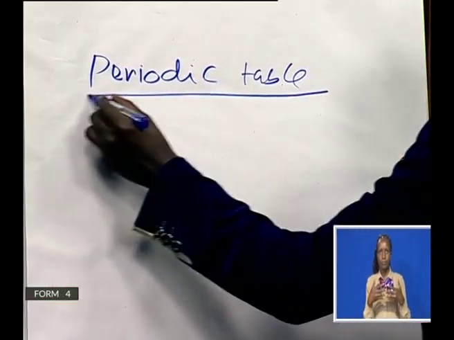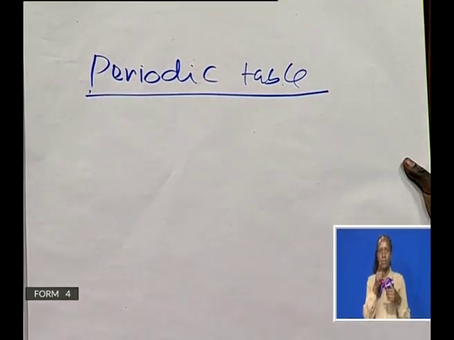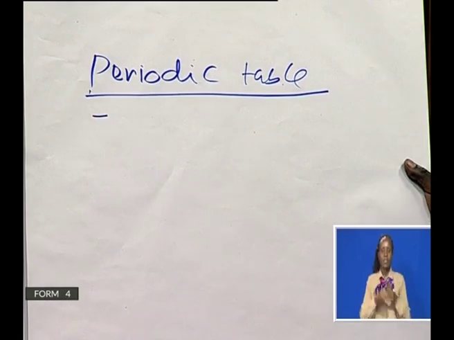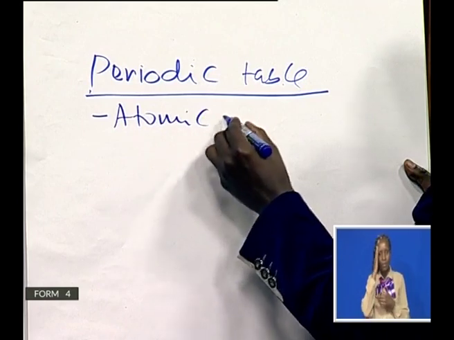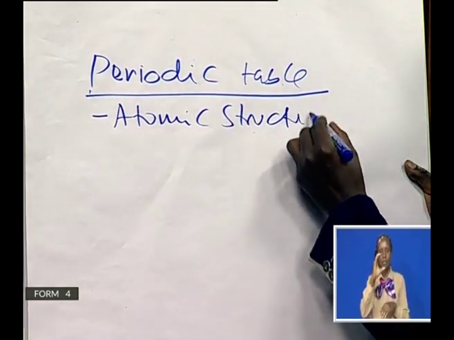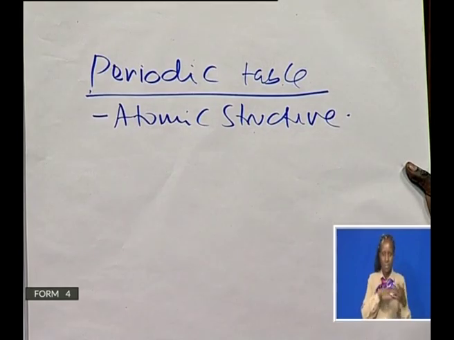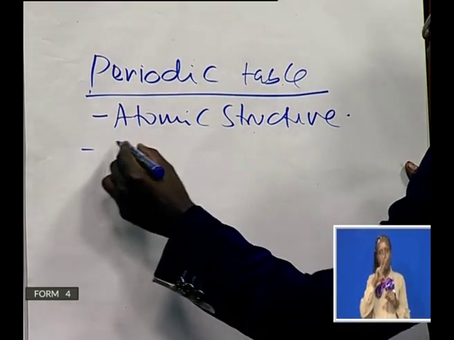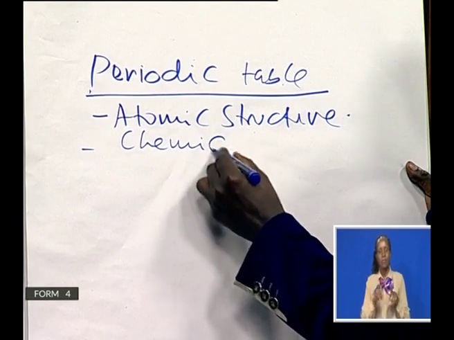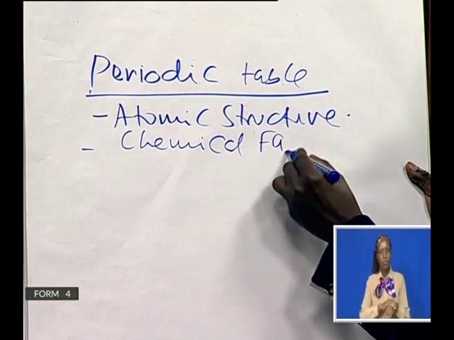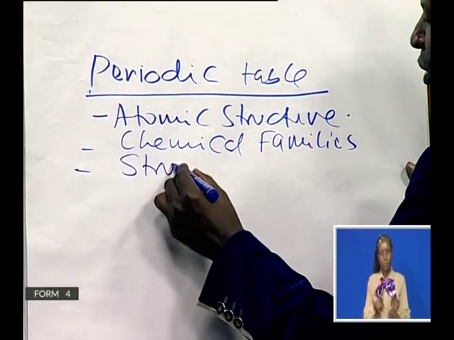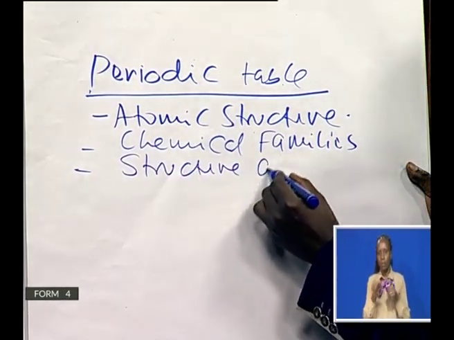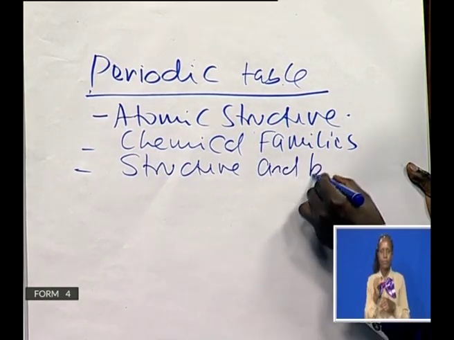and this is the backbone of chemistry. The periodic table is the backbone of chemistry. Normally the questions on the periodic table require you to apply the knowledge of atomic structure and the periodic table. This is whereby you are supposed to know about the valencies. You also need to use the knowledge acquired in the chemical families and also talk about the structure and bonding.